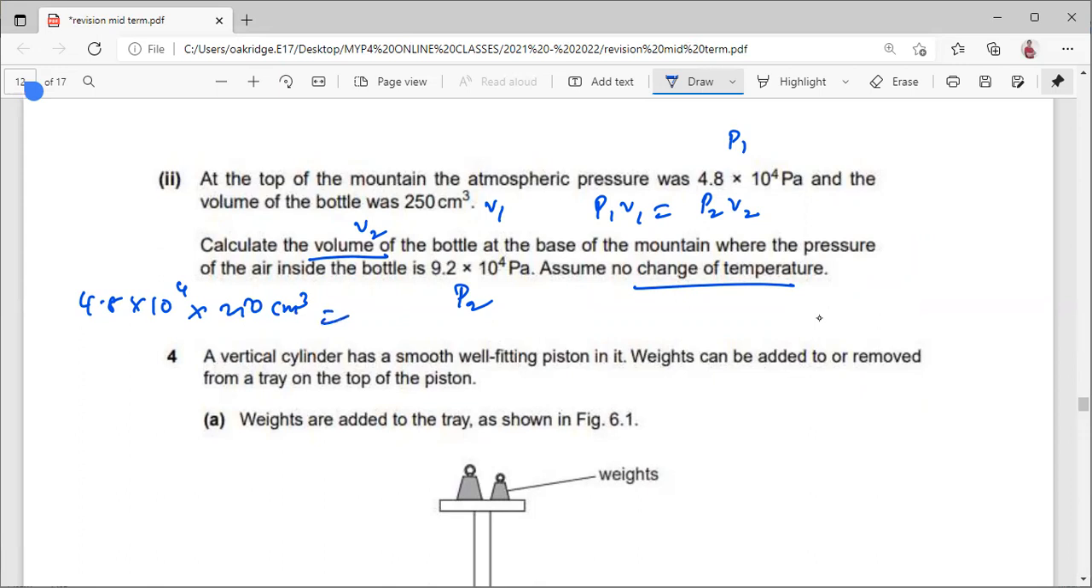This should be equal to pressure, which is 9.2 × 10^4 multiplied by V2. Now your V2 will be in what unit? It will be in cm³ only, right? So 10^4 here, 10^4 here, gone. So your V2 will now be equal to 4.8 × 250 divided by 9.2. Now let us find out what that value is.